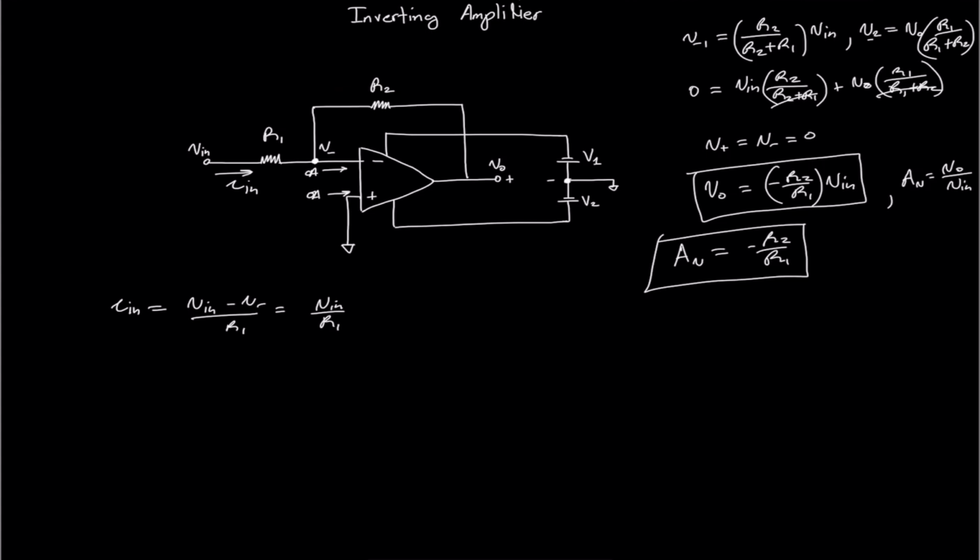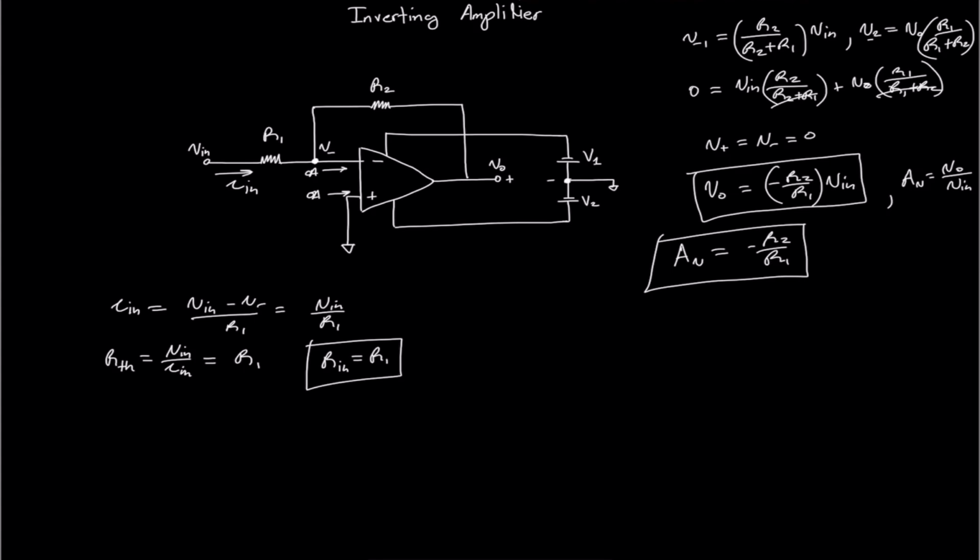Thus, by Ohm's law, we can say that V divided by I is equal to R. So our R Thevenin, which in our case is our input resistance, is equal to V in divided by I in. I in we know to be V in divided by R1, so this is equal to R1. So our input resistance, I can call it R in or R Thevenin, is equal to R1, which we see is finite.